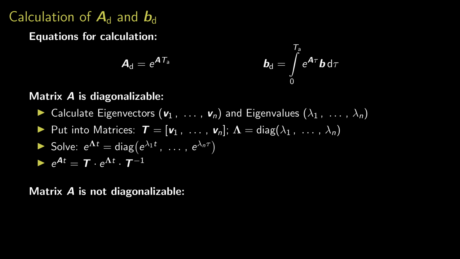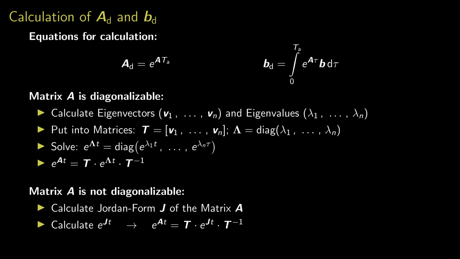For the second case, where the matrix is not diagonalizable, you first have to calculate the Jordan normal form for the matrix A. Afterwards, you can calculate the solution for every Jordan block, and this will give you the solution of the matrix exponential function. Doing this by hand is horrendously tedious, however, and you are usually better off doing it numerically, like I will show you in just a minute.